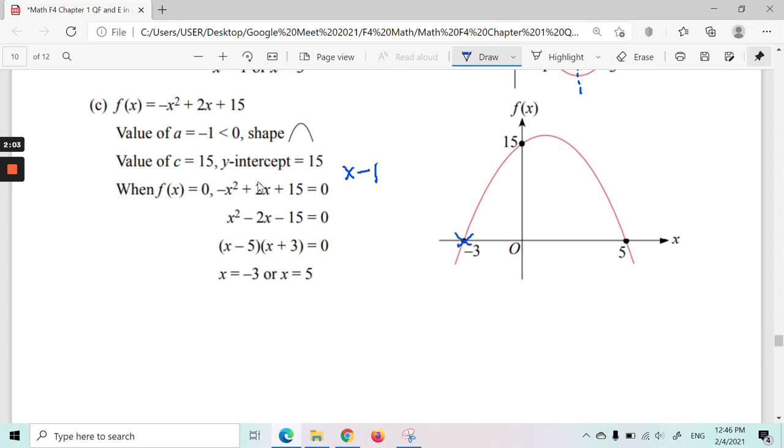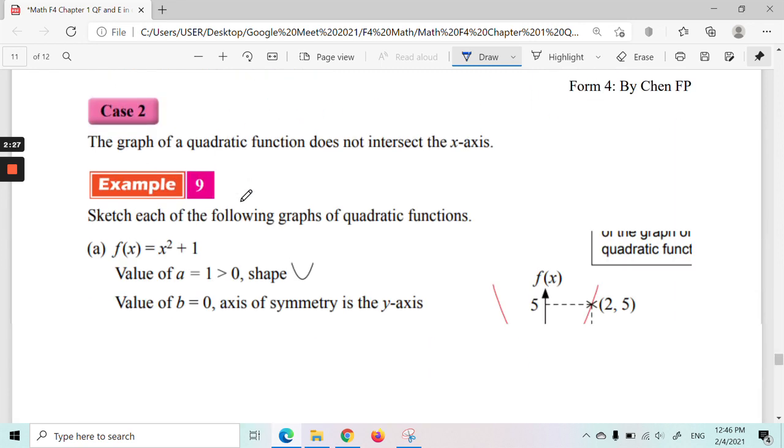So -3 and 5. And then what is the shape? a is -1, meaning it's an n shape, like this. And then c is 15. This is the y-intercept. In between -3 and 5, at the middle here, this is the axis of symmetry. Then you can roughly sketch the shape out, something like this. Okay, this is the first case.